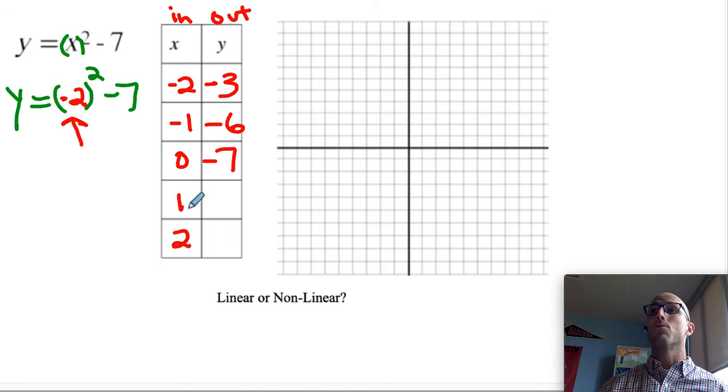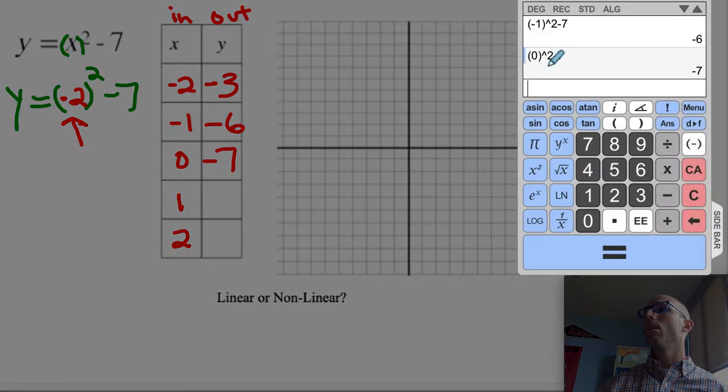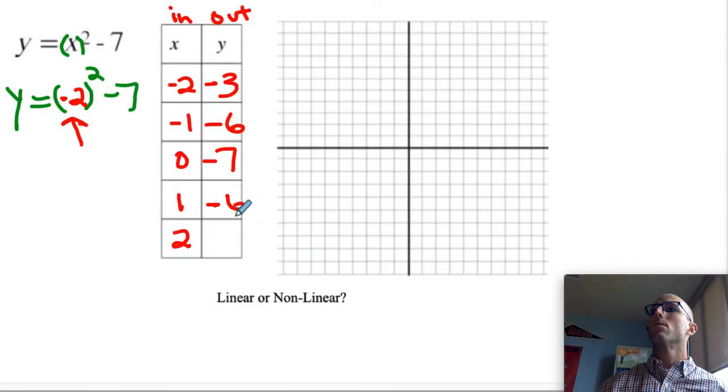All right, now I have 2 more. I'm going to try an input of 1, input of 2. Okay, so here we go, not 0, but an input of 1. So 1 squared minus 7 is negative 6, okay? And 2 squared minus 7 is negative 3, okay? So negative 6, negative 3.